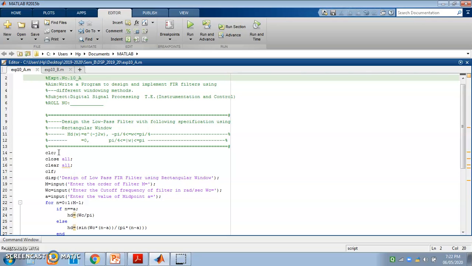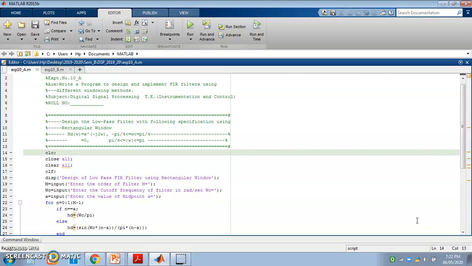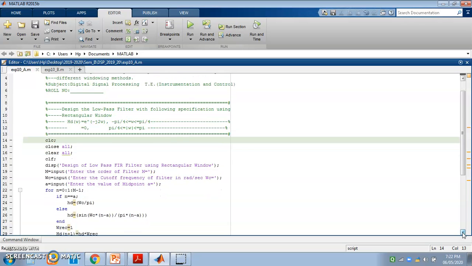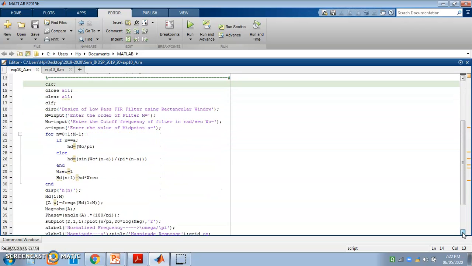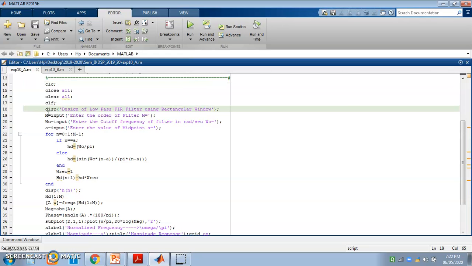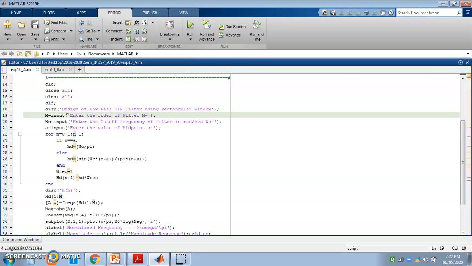Let us consider the code that we are interested in. So here we have a code for designing of FIR filters and for finding its magnitude and phase response. So line number 14 to line number 17, these are just initialization part. Line number 18, here I have just displayed the message, that is design of low pass FIR filter using rectangular window. Line number 19, here capital M is equal to input, enter the order of filter, capital M is equal to.